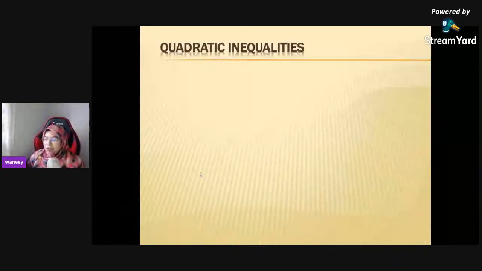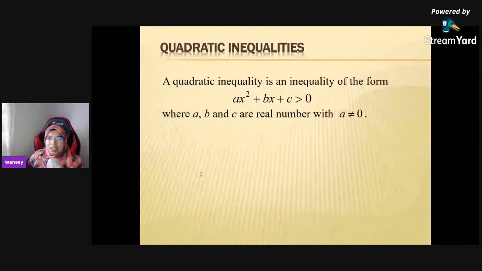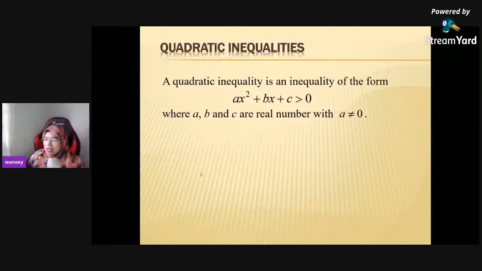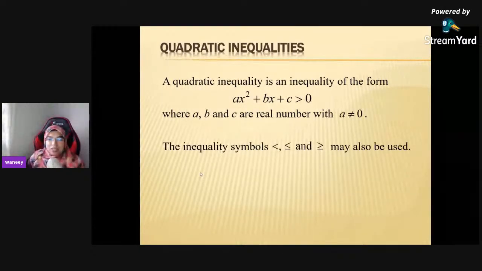Okay, so this is quadratic inequalities. A quadratic inequality is an inequality of the form ax squared plus bx plus c greater than 0, where a, b and c are real numbers with a cannot be equal to 0. Because if a is equal to 0, we simply have a linear function. The inequality symbols less than, less than or equal, and greater than or equal may also be used. So it does not necessarily need to be greater than, you can replace it with these 3 other symbols.